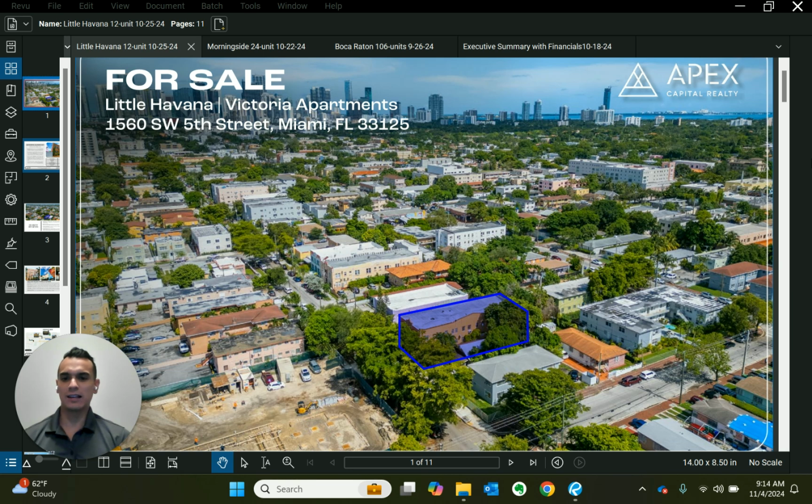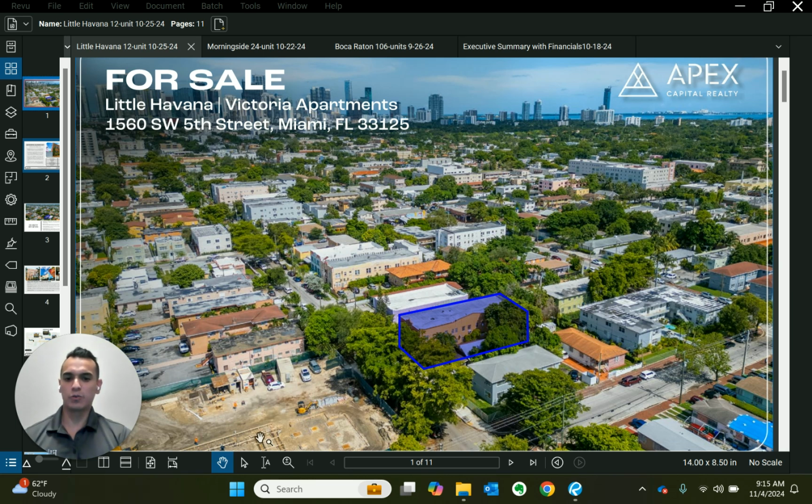So this one is in Little Havana in Miami, which is a neighborhood just west of the downtown Brickell area. And from the outset, I like this picture. It kind of shows the location and the proximity to the city. I can also see some things around this subject property, which they've pointed out.